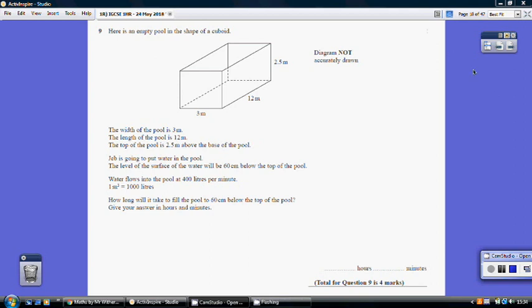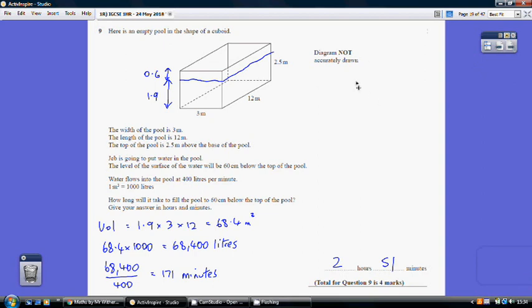Question 9. Well, quite a bit of information for us to digest here. So let's start off with what we know. We're going to fill the water up until it's 60 centimetres below the top of the pool. Now 60 centimetres is 0.6 metres. So the water is going to go up to 0.6 metres from the top. So the actual depth of the water is going to be 1.9 metres, being 2.5 take away 0.6.